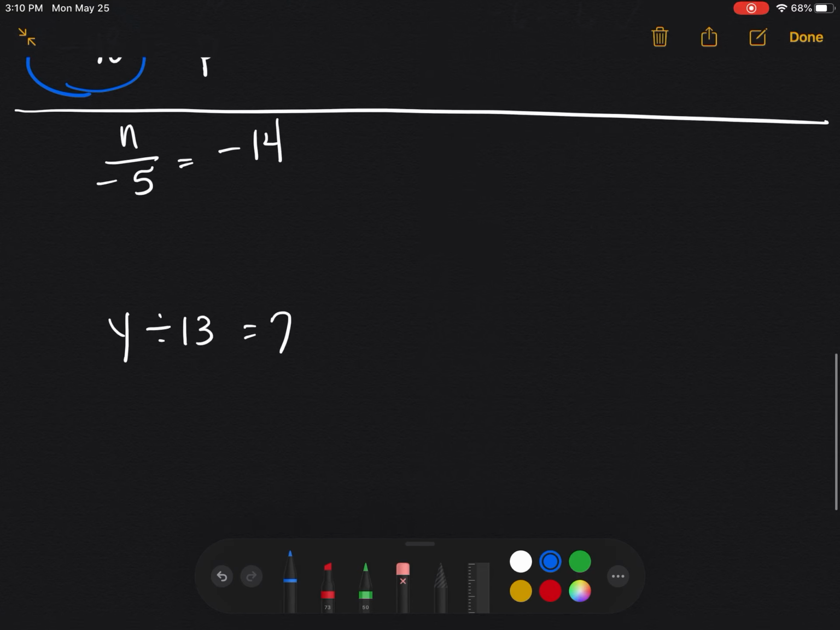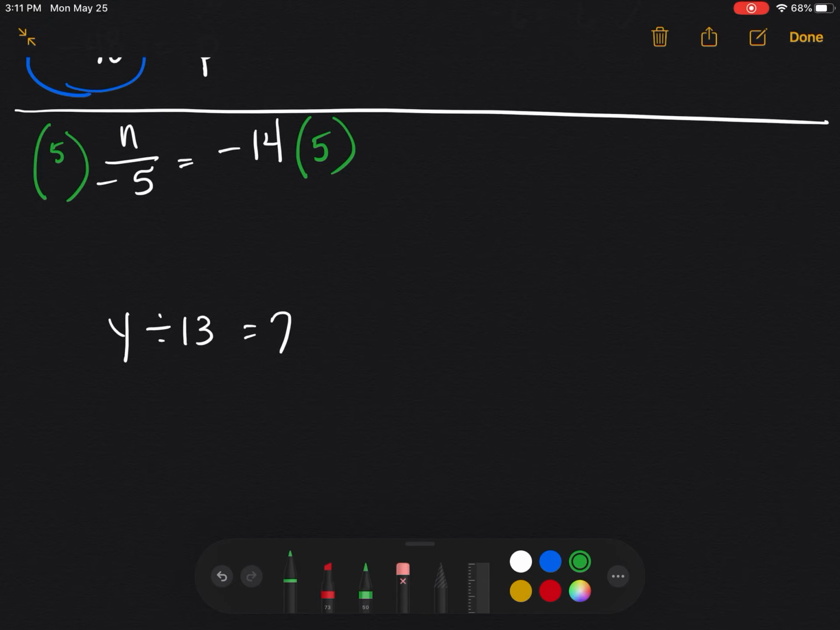Couple more examples here. Okay, I hope you're writing. You have to be writing this down, guys, because this is how your brain pathways, the neurons, are going to form so that you can do this. You know, you can assimilate this into your understanding of math and of algebra. Okay, what's happening to the n? It's being divided by 5. How do I undo it? I multiply by 5. Whatever I do to one side, I do to the other.